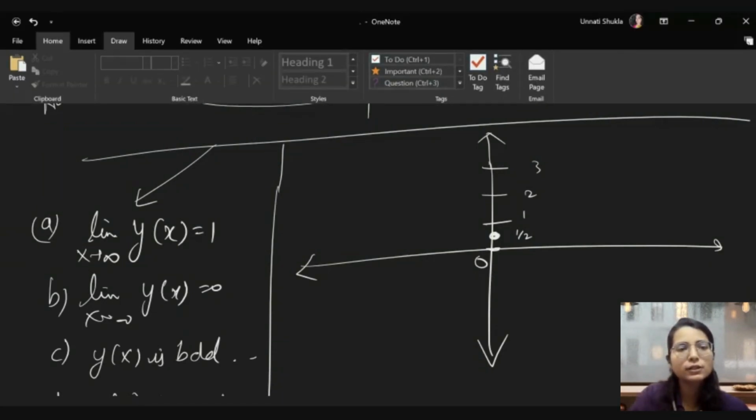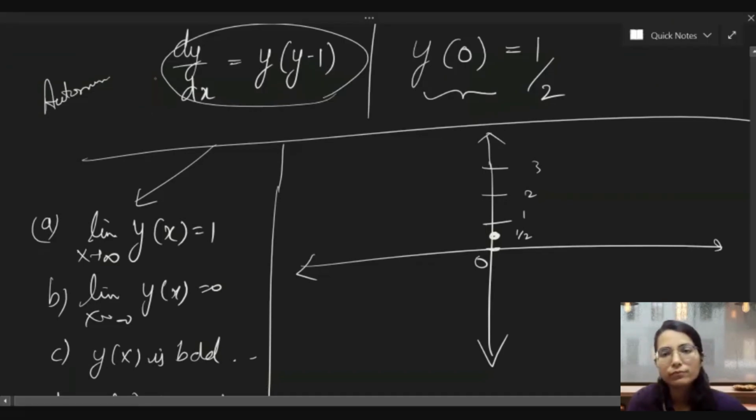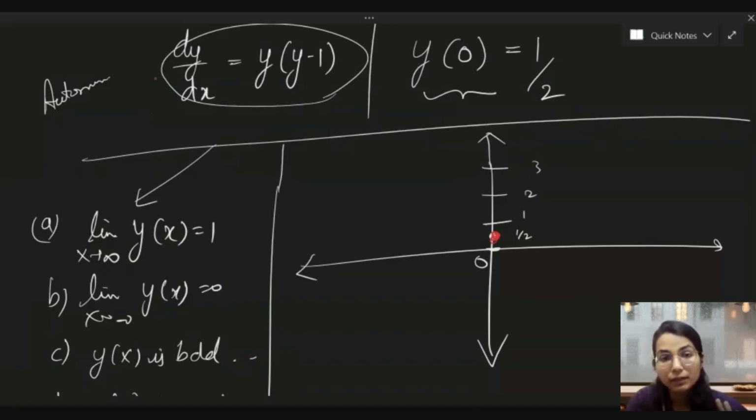This is the first thing that you need to do: y(0) is equal to 1 by 2. Now, the second thing we need to do is on this graph. All your questions will be solved on this graph itself, and the graph is so easy that you won't even think about doing anything other than this once you learn this technique. dy by dx is equal to y into y minus 1.